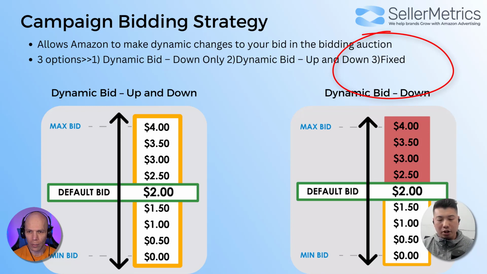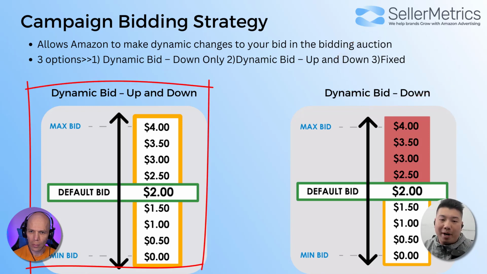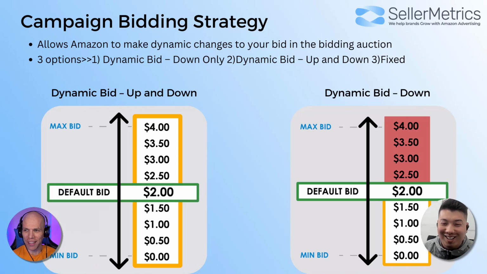So in that case, your bid and your cost per click would be equivalent to each other. So the dynamic bid up and down, let's just say your offer bid is $2. In this case, Amazon could actually increase your bid upwards to $4, right? Man, that better be an expensive book. Yeah, it better be 100% conversion, right?